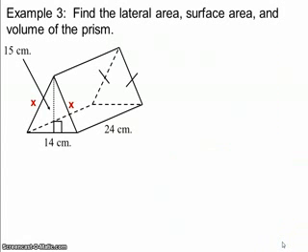Okay, example 3 is going to be a little bit different. Now, here's our triangle here. It's still a triangular prism because we've got two identical shapes.